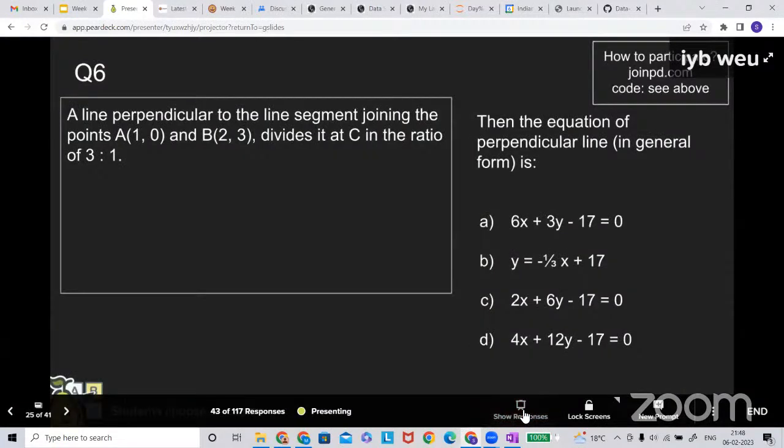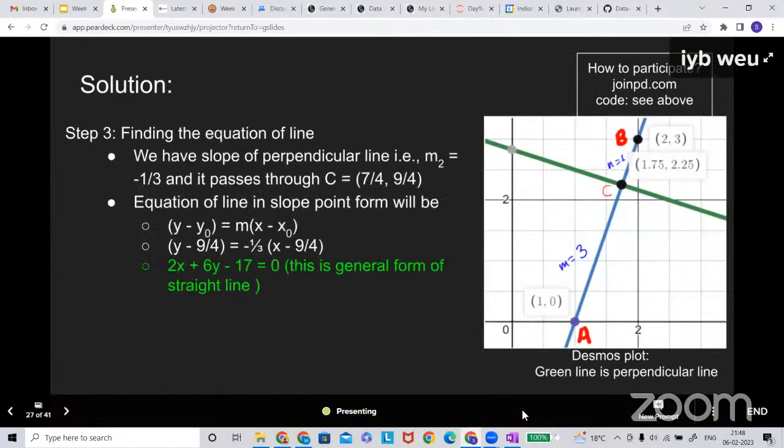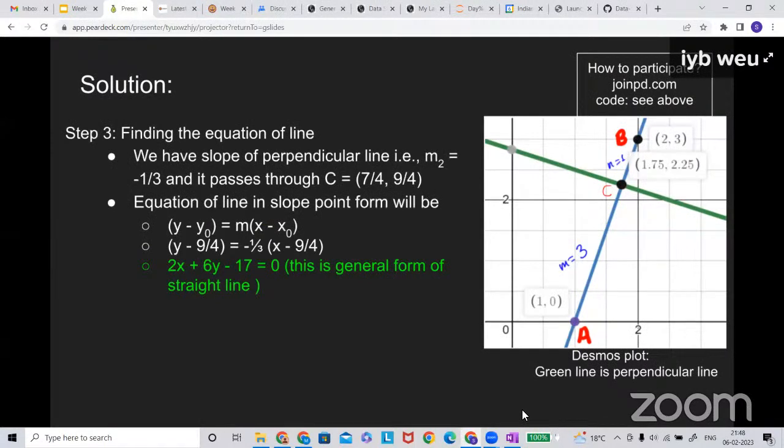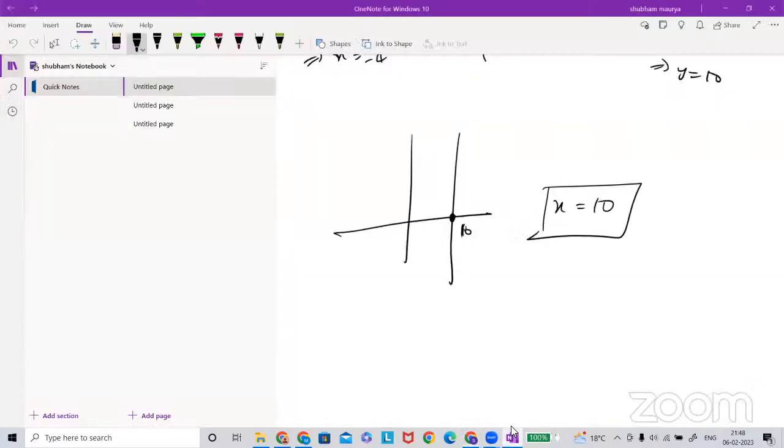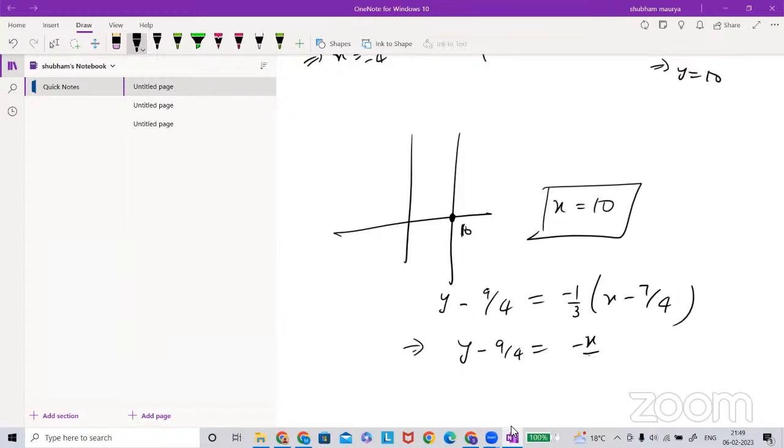Sir, can you show the solution one time, please? Yeah. Next step, sir. Sir, we are subtracting 9 by 4 from both sides. Oh, there is a small error. So this would be y minus 9 by 4 equal to the slope, minus 1 by 3, into x minus 7 by 4. So this would be minus 9 by 4, and this is minus x by 3 plus it is going to be 7 by 12.